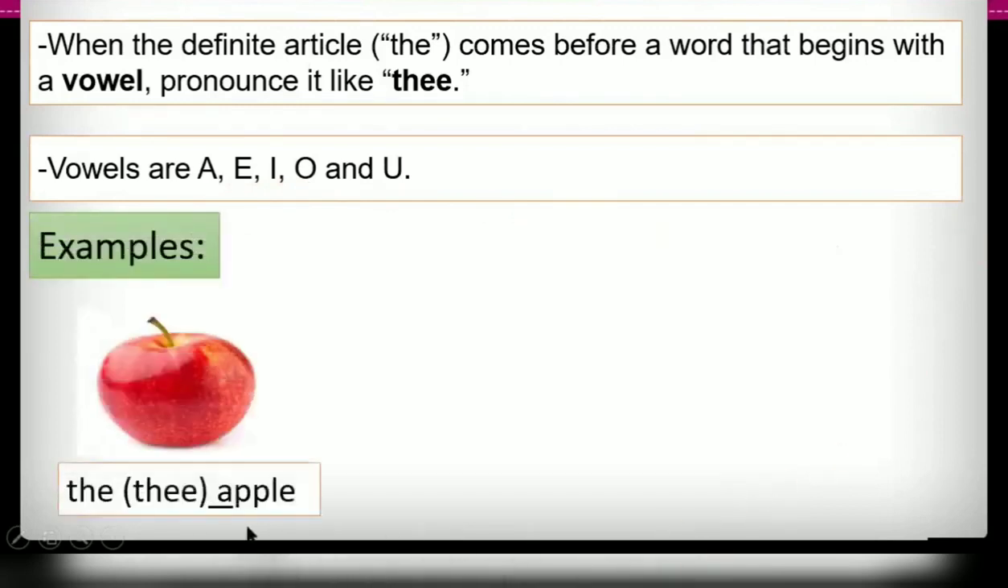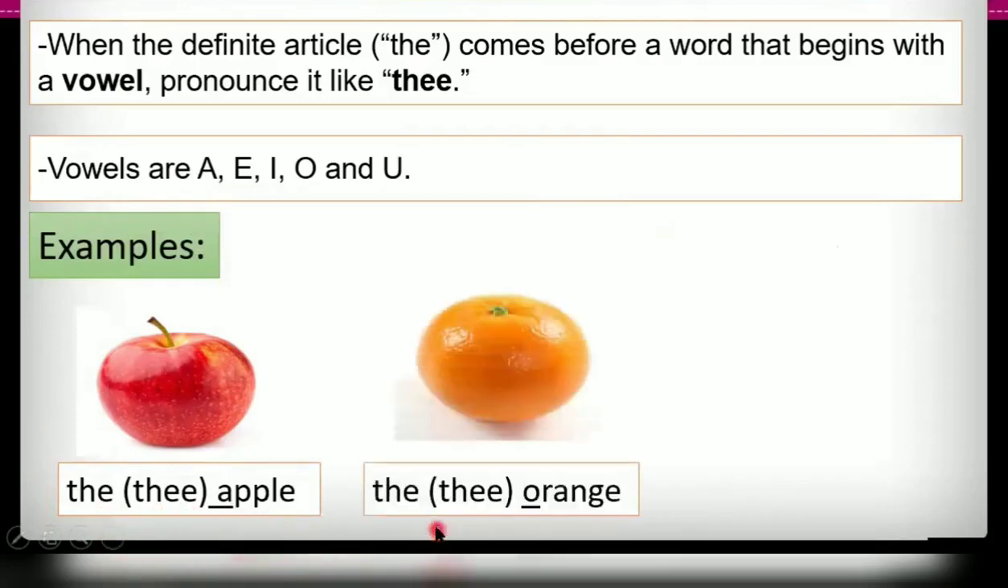First one, it's an apple. As you can see, the word apple starts with A, which is a vowel. So you can say it as "the apple." The apple. And the next one, the orange. The orange. Because it starts with O, which is a vowel again.